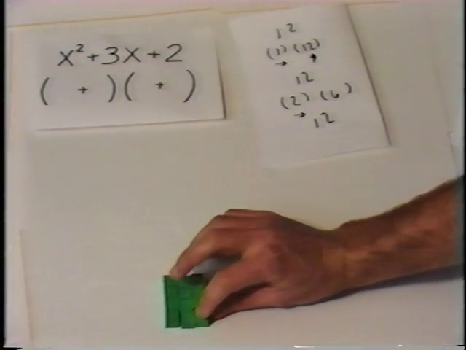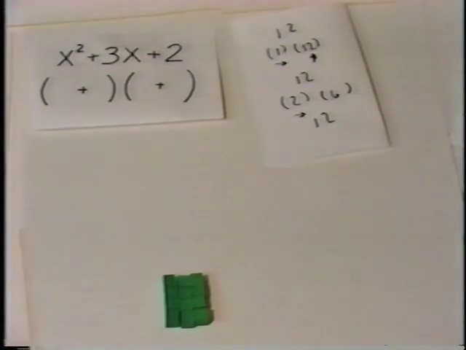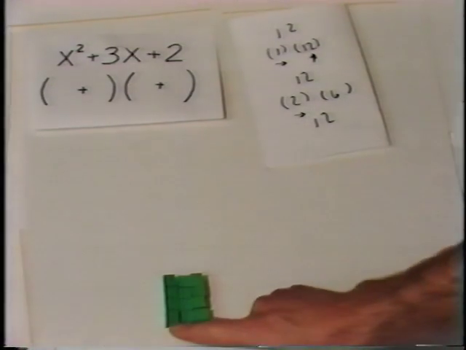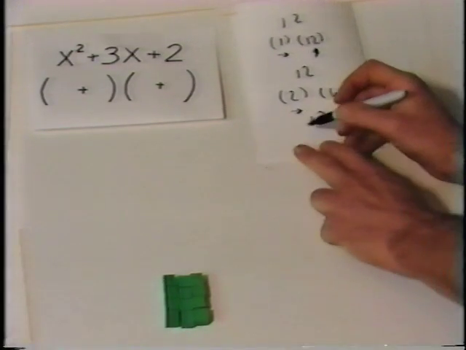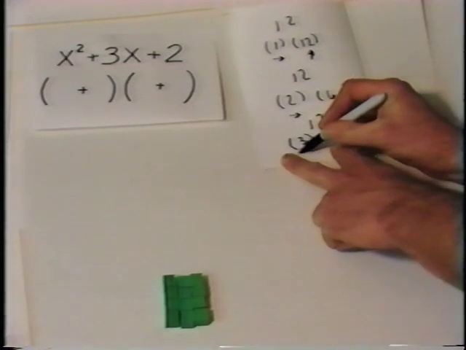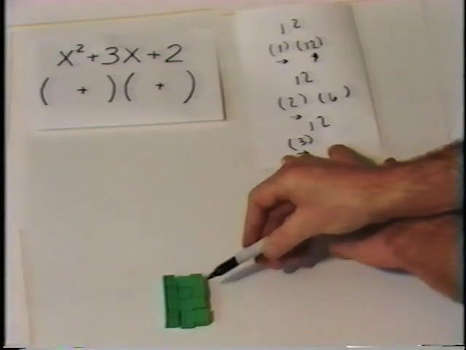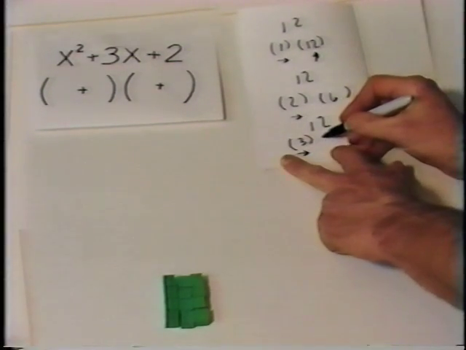Yes. We built a rectangle that is over 3. What are our factors? Our factors are our distance over, which is 3, and our distance up, which is 1, 2, 3, 4.